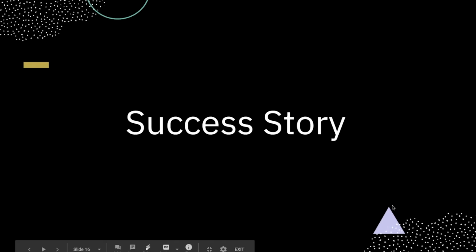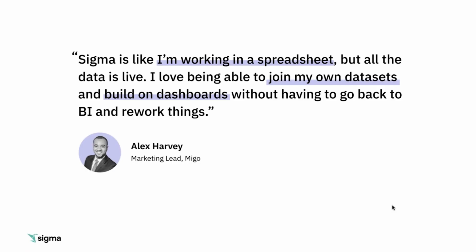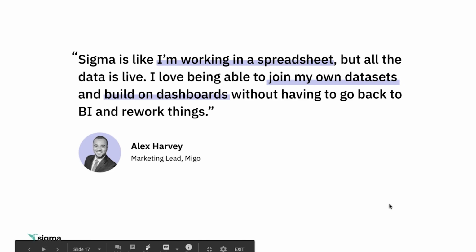Before we jump into the demo, we also want to share one quick success story, which comes from our customer, Migo. Alex Harvey is a marketing lead at Migo, which is an embedded lending platform that enables companies to extend credit to consumers and small businesses in their own apps. Alex really likes Sigma because one, he can work within a spreadsheet interface. Two, all of that data is live against the cloud data platform. And three, he's actually able to self-serve, joining his own data sets together, doing data modeling, and then doing his own analysis and visualization. He doesn't need to go back to his BI team to do this.